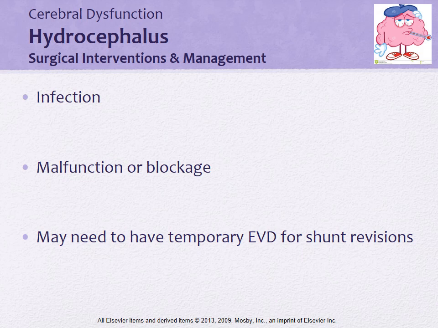So if they need a shunt revision, they may need to have a temporary EVD, which we've already discussed in class. Remember, it's an external ventricular drain from the ventricle to the outside of the body to be drained. And you're going to have that tubing to drain it. The bolt is the one that measures ICPs only. The EVD drains and measures ICPs. Okay, so they may need a temporary EVD, especially if there's an infection. Take some antibiotics, let the infection go away, then they'll get a new shunt placed. And then they'll keep them and watch them for a couple of days and send them home to make sure everything's cool there.